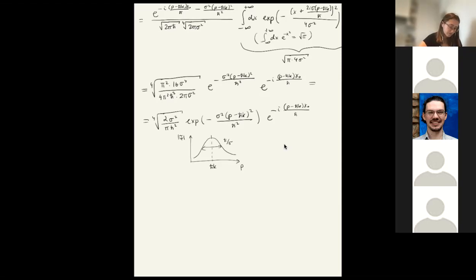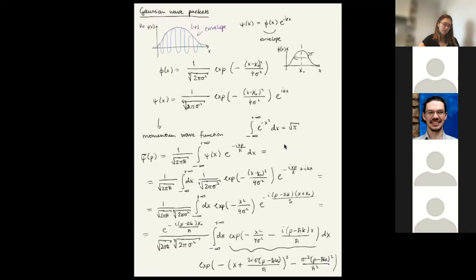Now, the next question we can ask is, what are the average position and momentum for this wave packet? And this is fairly easy to calculate. One can even calculate this by just looking at the envelope function of this packet.